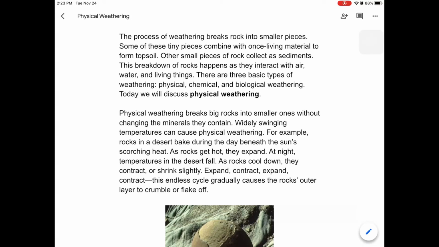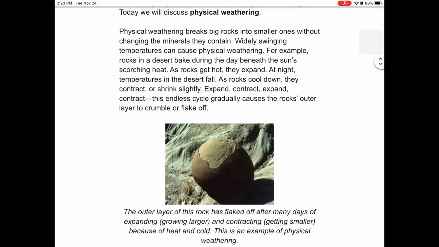Okay. Did anything in that paragraph tell you what physical weathering was specifically, or give you an example of physical weathering? If you thought so, write a note. If you don't think so, then let's continue. Physical weathering breaks big rocks into smaller ones without changing the minerals they contain. I'm going to tell you that sentence is important. Pause, and if you can think of it, write a note to help you answer today's question.